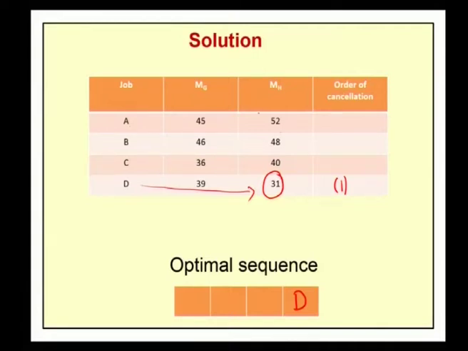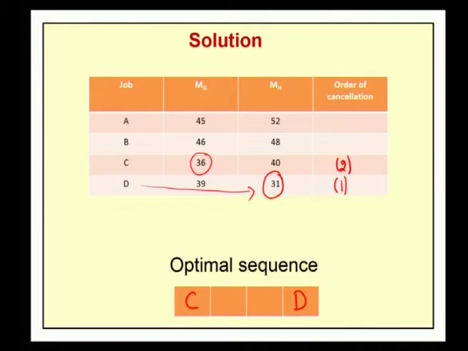Out of these 3 jobs, the minimum processing time corresponds to job C under machine G, which is 36. So next we have to select job C to be done first. So, the first job to be done is C.